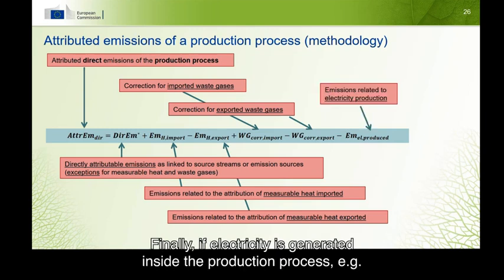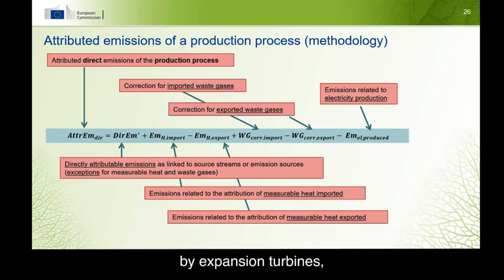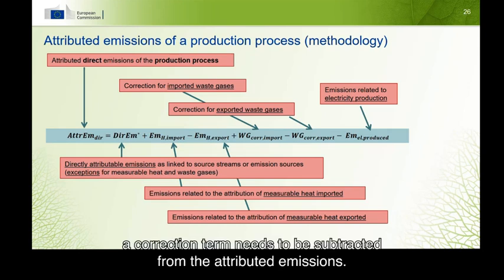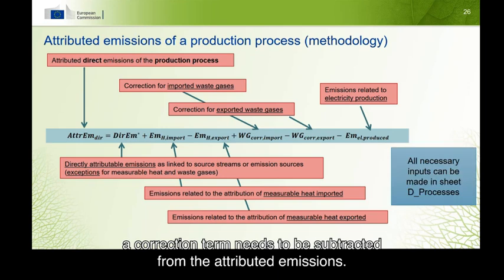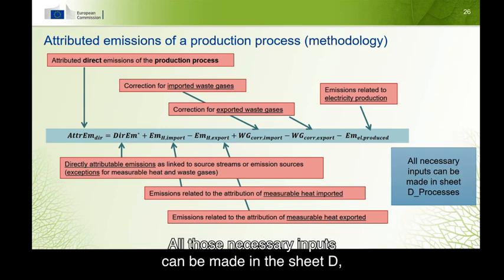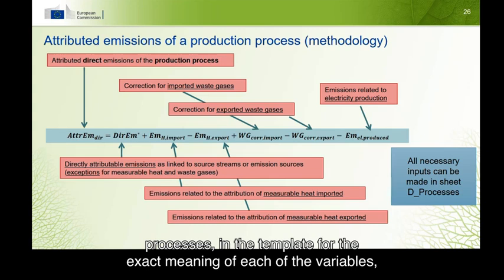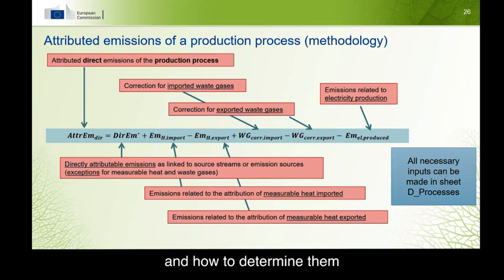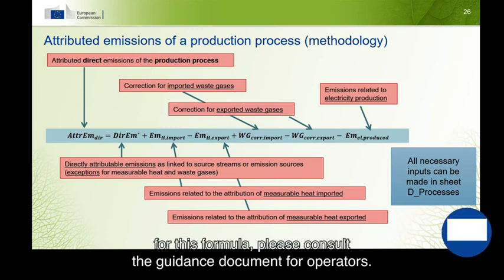Finally, if electricity is generated inside the production process, e.g. by expansion turbines, a correction term needs to be subtracted from the attributed emissions. All those necessary inputs can be made in the sheet D processes in the template. For the exact meaning of each of the variables and how to determine them, for this formula, please consult the guidance document for operators.